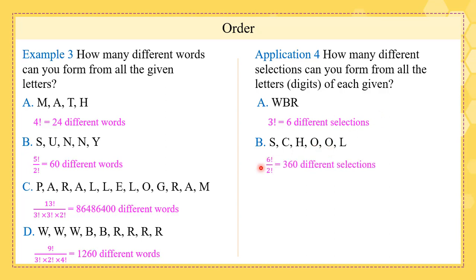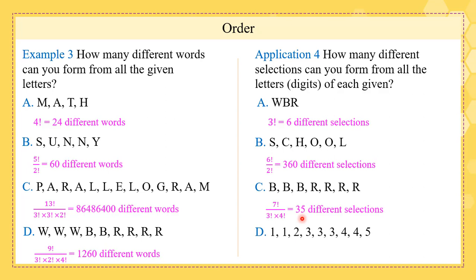Well, we have 6 letters. This is 6 factorial, but one of the letters is repeated, so we divide by 2 factorial, and this is what we get. Now this case, well, here we have 7 letters, 3 B's and 4 R's, so this is what we get. And the last case, here we have 9 digits. This is 9 factorial. 1 is repeated twice, 3 is repeated 3 times, and 4 is repeated twice, and this is what we get.